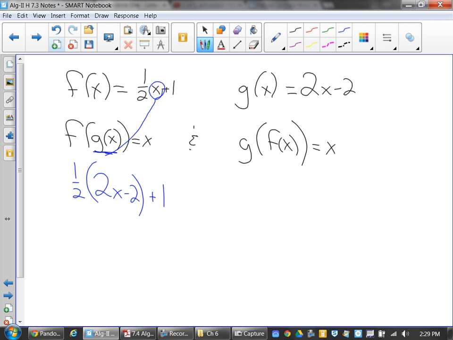What's half of 2? 1. What's half of negative 2? What's x minus 1 plus 1? Wow. So simple. Okay, we're halfway there. Do the same thing. G of f of x. Write down the f of x equation, 1/2 x plus 1, surrounded by the g equation.